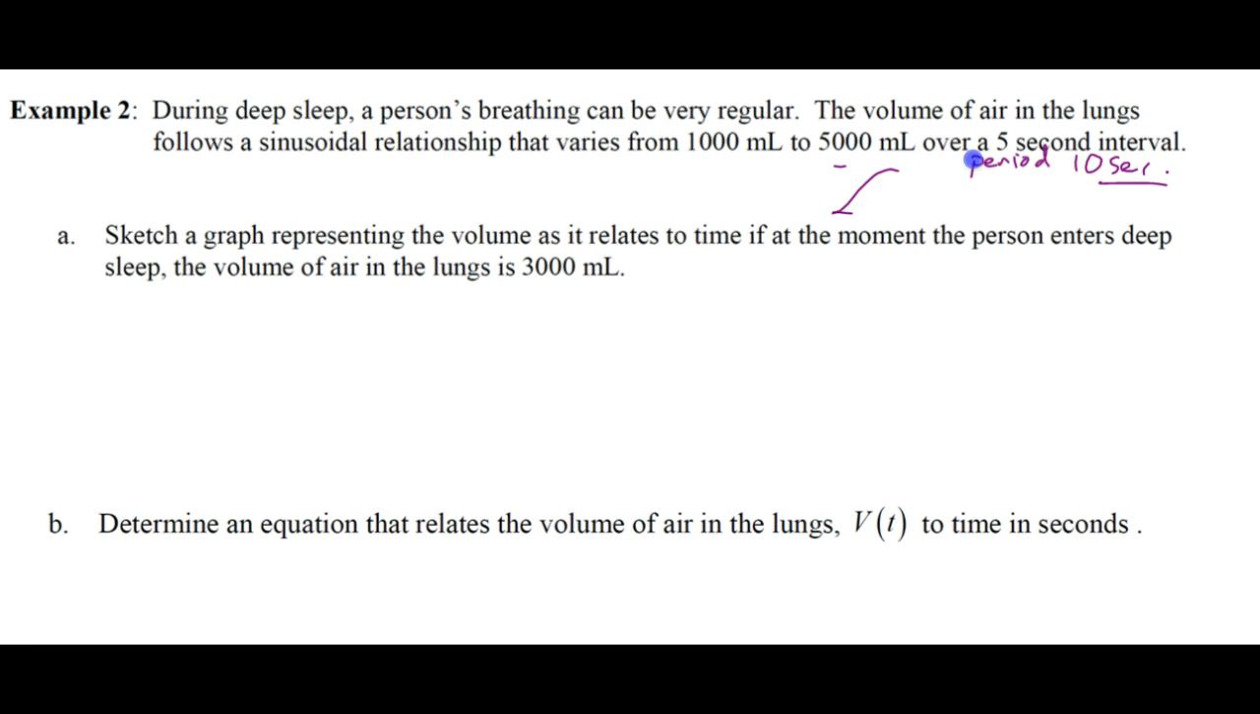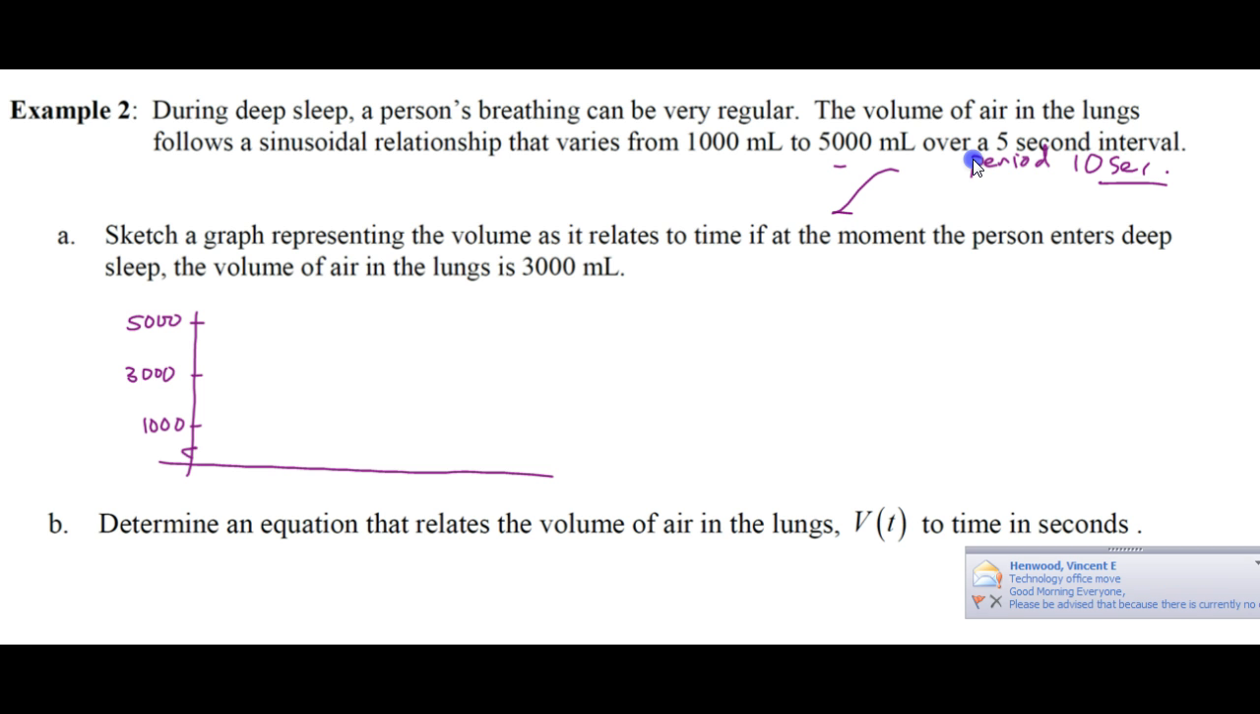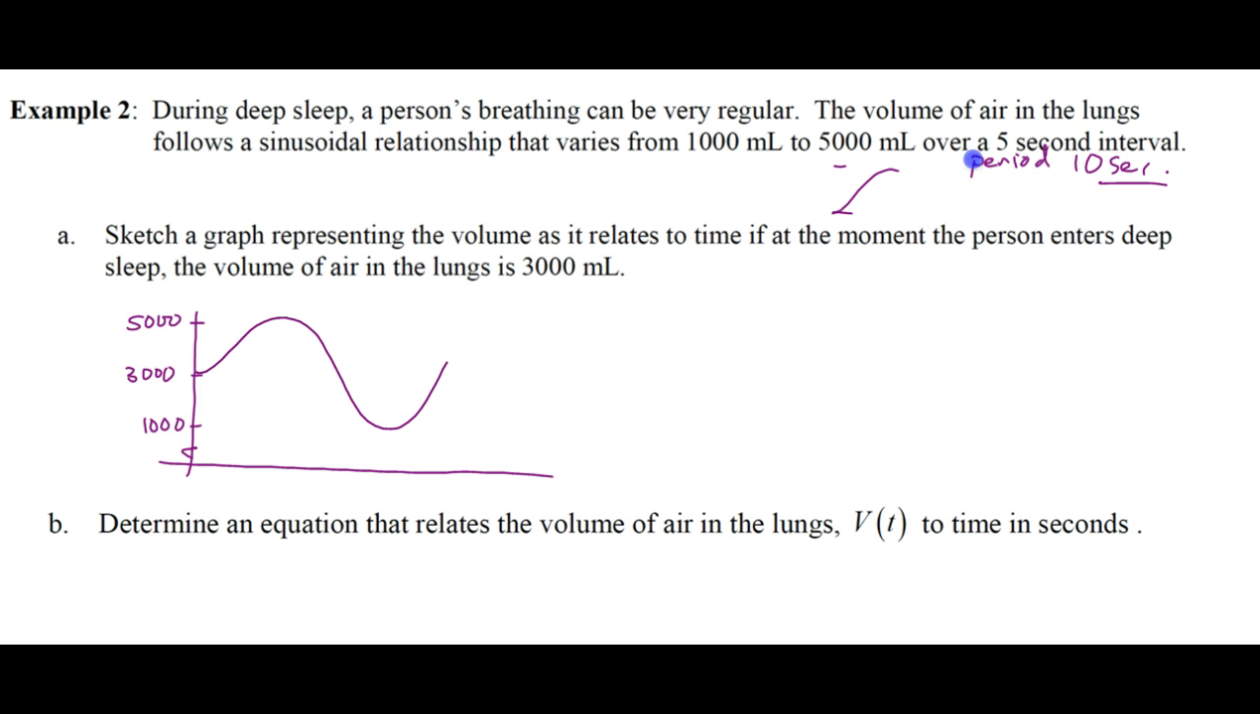Sketch a graph representing the volume as it relates to time, if at the moment the person enters deep sleep, the volume of air in the lungs is 3,000 milliliters. Okay, so here's 1,000, 3,000, 5,000. It says sketch a graph representing the volume as it relates to time. Of course, there's deep sleep at 3,000, so we go up to here, down to here, and so on.